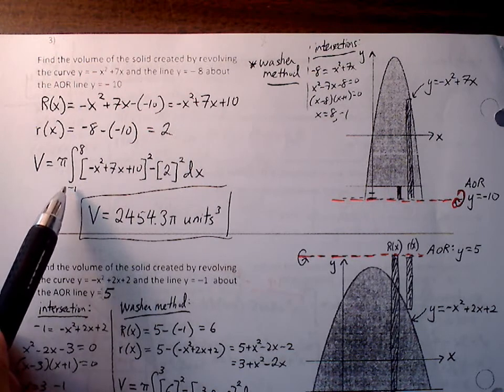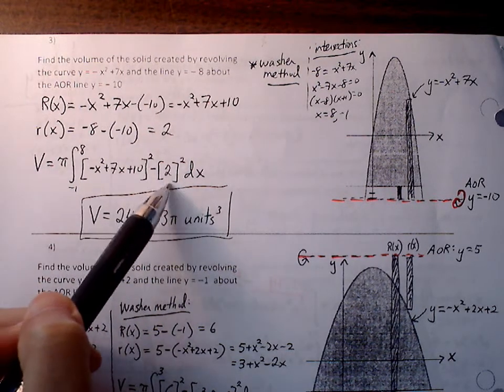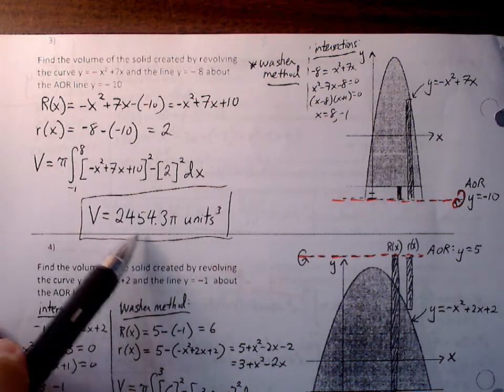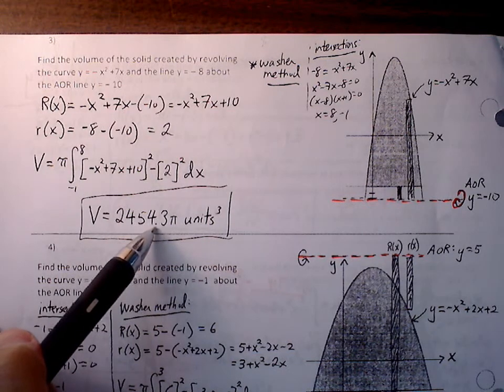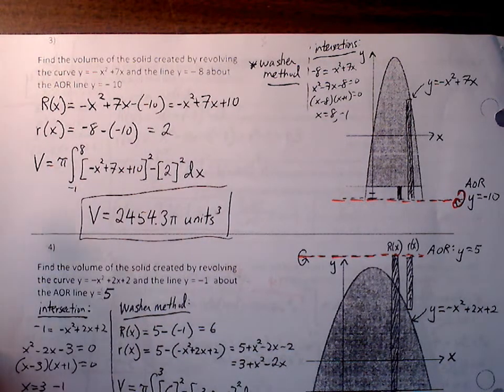And now we can use our washer method formula. Pi integral from negative 1 to 8, big radius quantity squared minus little radius quantity squared dx. Use our calculator to do the rest of the work for us. We get 2454.3, and then we add pi in ourselves, not in the calculator.